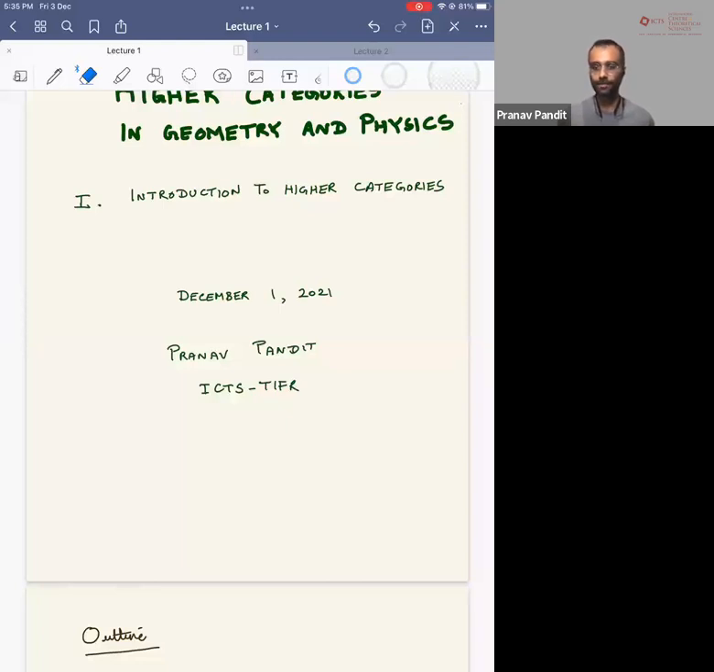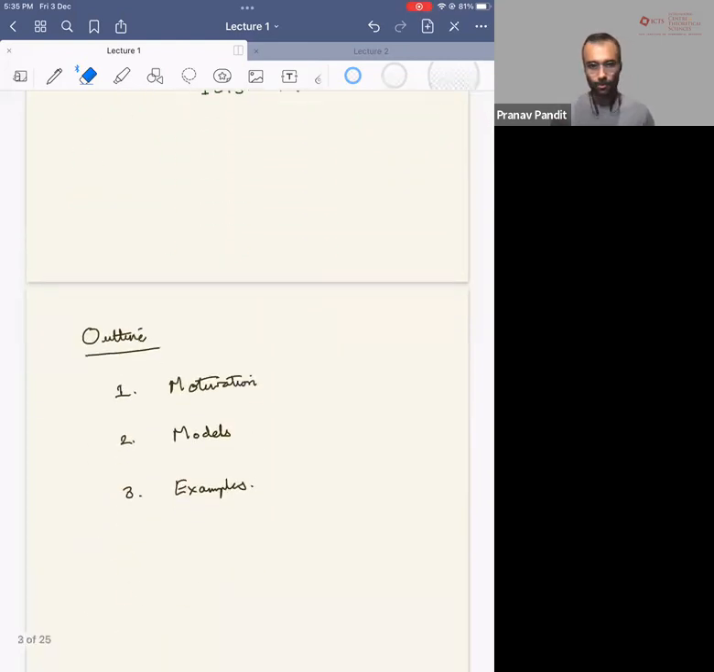So by the end of the lecture series, you should leave with an idea of what higher categories are and the fact that they arise in various areas of mathematics. That's something that I hope to bring out. And also that they build bridges between different areas. Higher category theory builds bridges between seemingly very disparate areas of mathematics. Okay, so the technical details will be kept to a minimum.